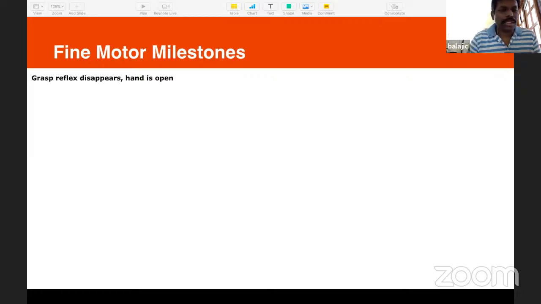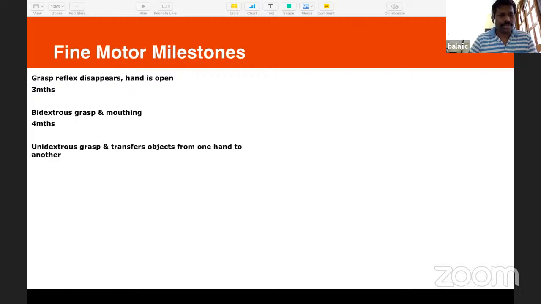Okay, now coming to the fine motor milestones. For fine motor milestones, the grasp reflex has to disappear, so the hand will be open only by 3 months. Then you have bidextrous grasp and mouthing by 4 months, which means both hands are utilized for grasping. So that is 4 months. And unidextrous grasp and transfer of object from one hand to the other hand by 6 months.